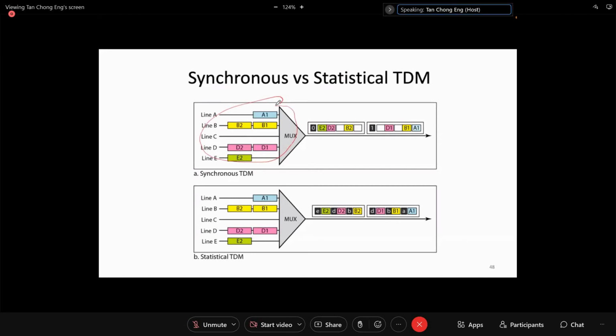So how to make it efficient? Those are the empty spaces, like you can see. So you fill the empty space with something else, so that everything is full. Based on statistics, you fill in those empty slots.